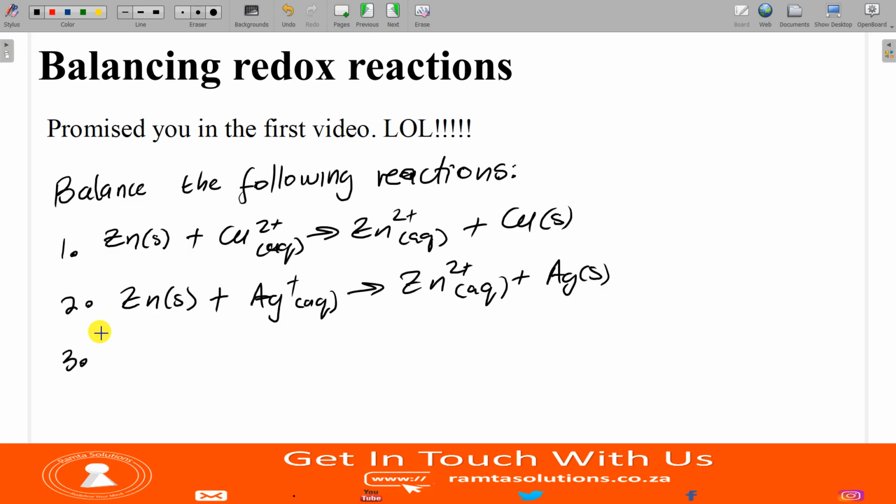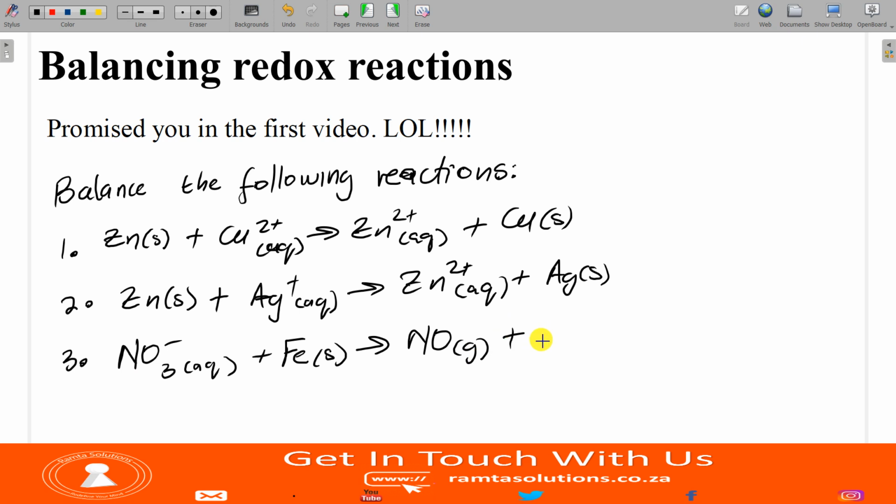Number 3, we will try NO3 minus aqueous plus Fe solid, giving us NO gaseous phase plus Fe2 plus aqueous. Okay, and then should I add a fourth one? I think I should add a fourth one.